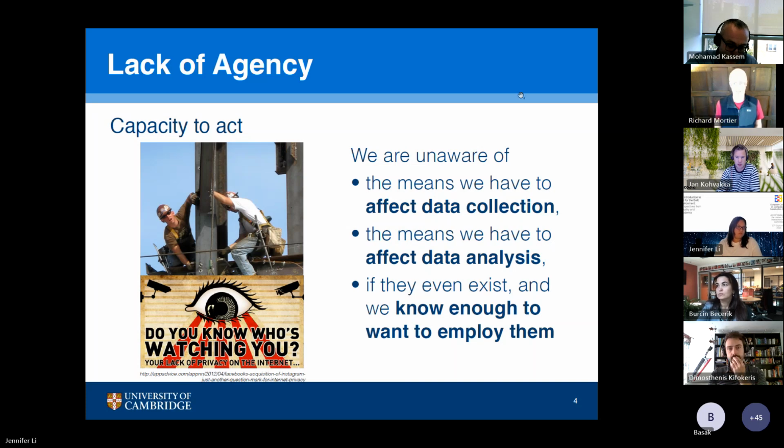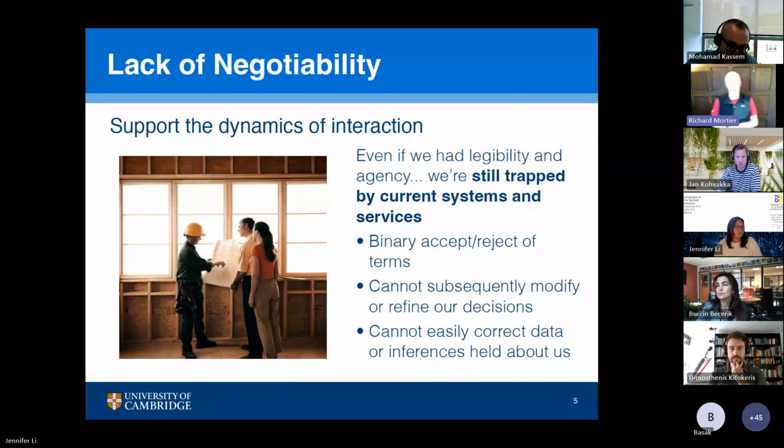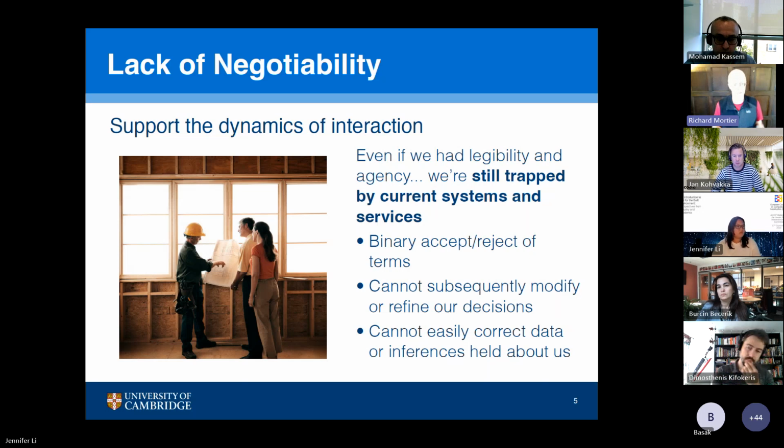Next slide, please. So the next one is about negotiability, which, as I said, is a slightly ugly word. But really what we were trying to get at here was the idea that these systems are dynamic. So you need support for dynamics of interaction in the systems. So even if you have legibility of the system and you understand what's happening, and even if you've been given some ability to control and influence what's happening, so you have some agency, it's often the case that the way the system is initially framed and initially deployed kind of traps you into a particular framing, and you can't change that.